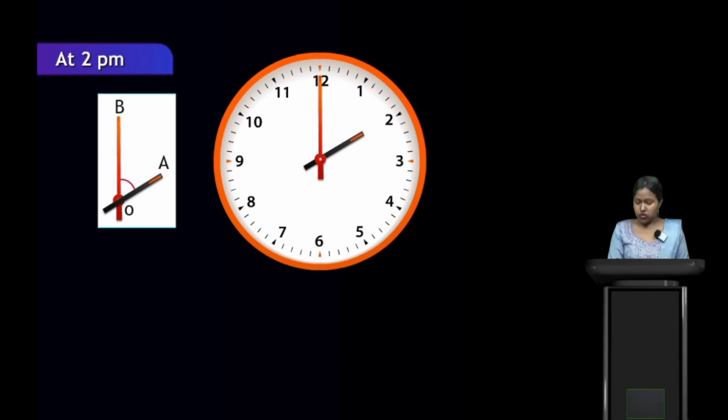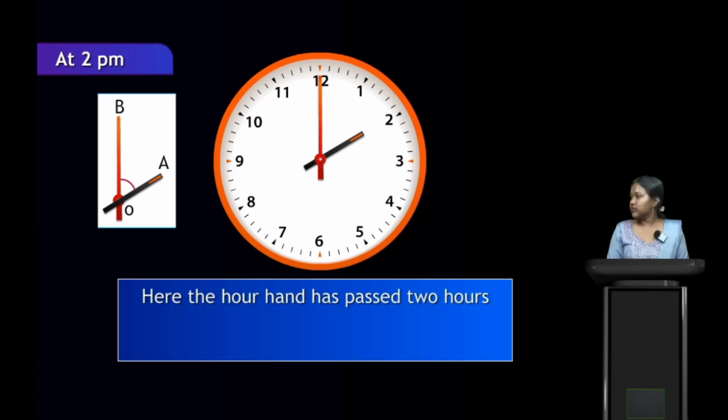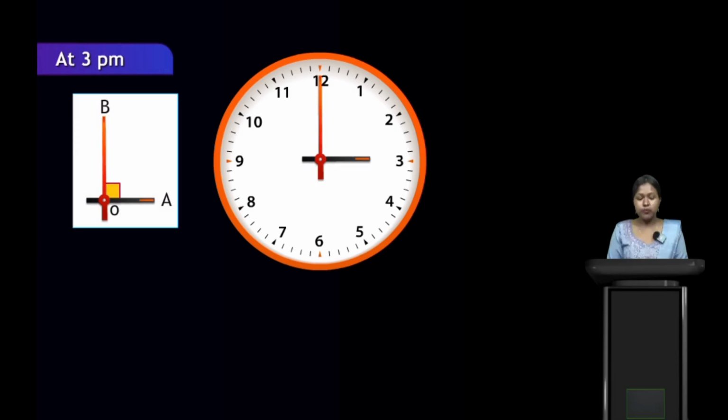Next one. Suppose at 2 p.m., how much angle does it rotate? Here the hour hand has passed 2 hours, right? So when it is 2 hours, how are we going to calculate? We can add 30 with this again 30, or simply we can do 2 into 30. The answer will be 60 degrees. Now suppose at 3 p.m., same case. At 1 p.m., 30 degrees. At 2 p.m., 30 plus 30, or simply 2 into 30, that means 60.